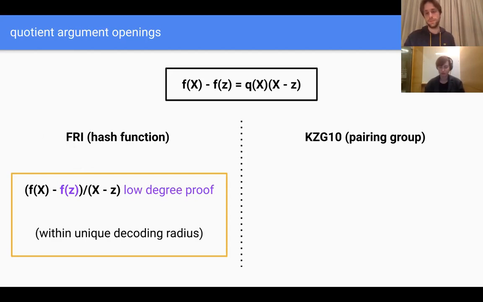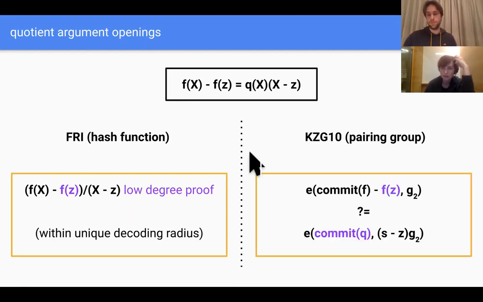And this is what was noticed by the StarkWare team. And then it turns out that this exact same trick is used in the KZG scheme. In this scheme, you can forget all the gymnastics that you have to do with the prover and the verifier talking to each other. You can just do a single direct proof. And what you do is basically check this equation in the exponent, where we're using pairings.